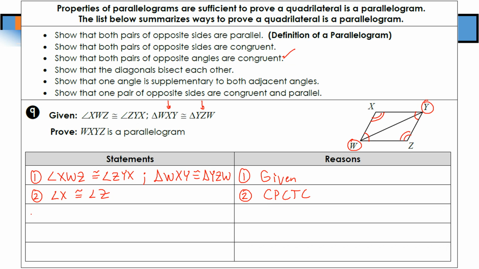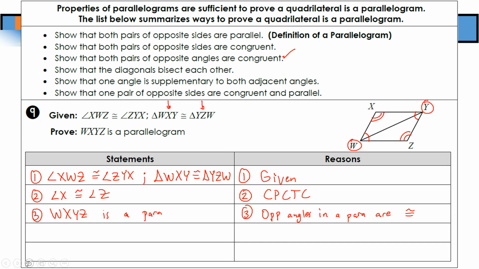Now that we've done that, we can establish then that WXYZ is a parallelogram. The reason why is because opposite angles in a parallelogram are congruent.